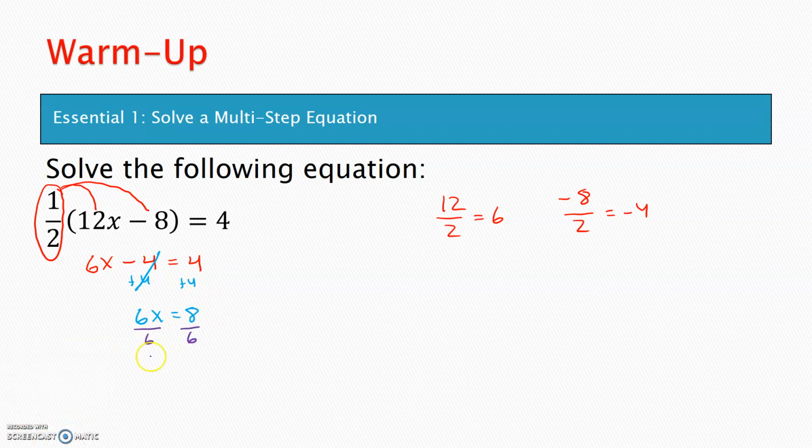Divide by 6. X is equal to, now again, I can't divide 8 by 6, but I can do better than that. I can actually reduce that fraction. I can divide top and bottom by, can I divide by 2? Let's divide by 2. So x is going to equal, what is 8 divided by 2? That's 4. 6 divided by 2 is 3. So again, the simplified version would be 4/3. All right, let's move on here.